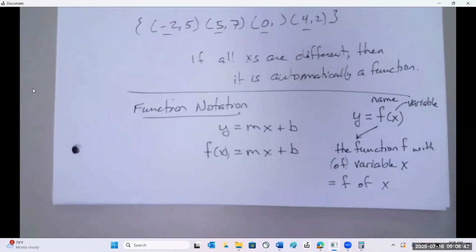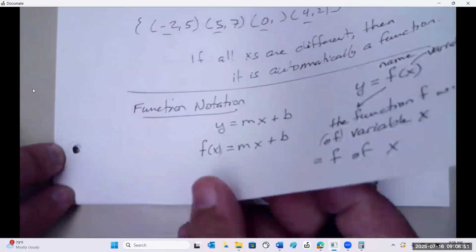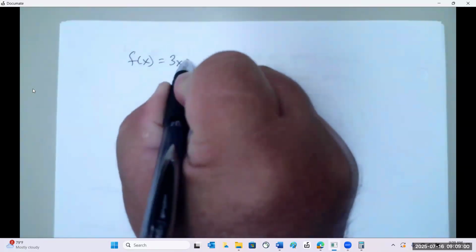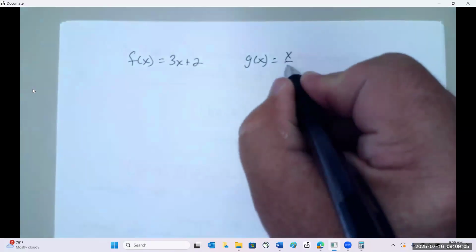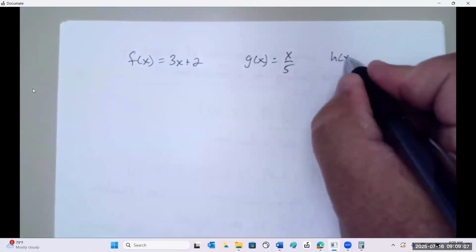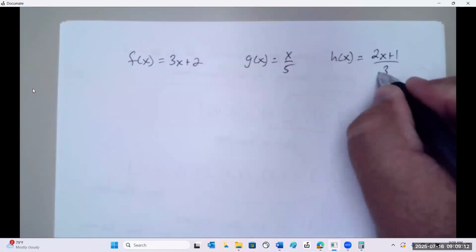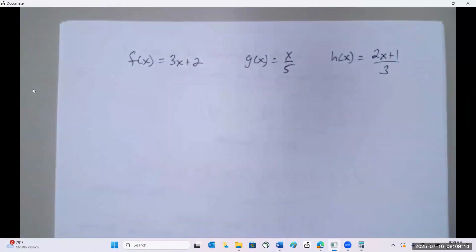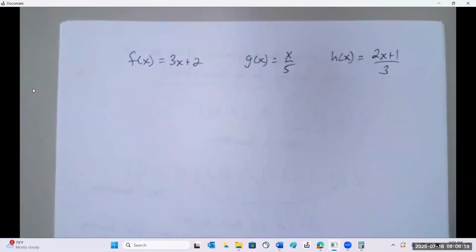So why is this important? Because you can define multiple functions with different names. For example, I can say f of x is 3x plus 2. I can say g of x is x over 5. I can say h of x is (2x plus 1) over 3. Once I define the functions, I can now use them.